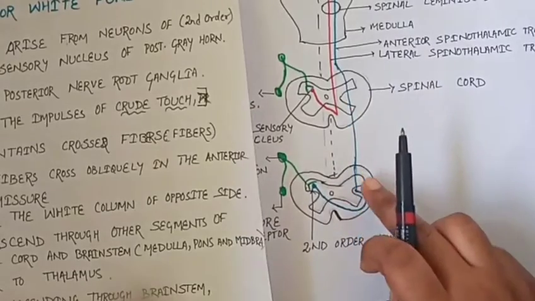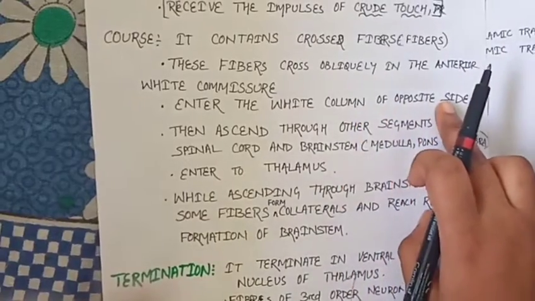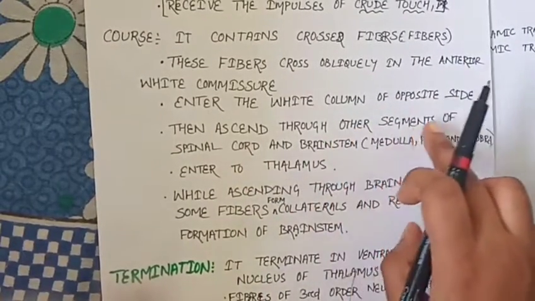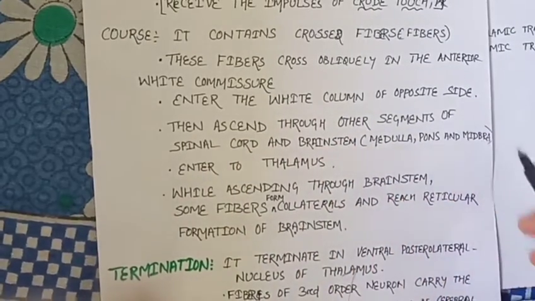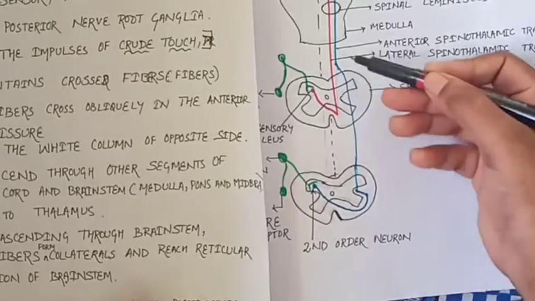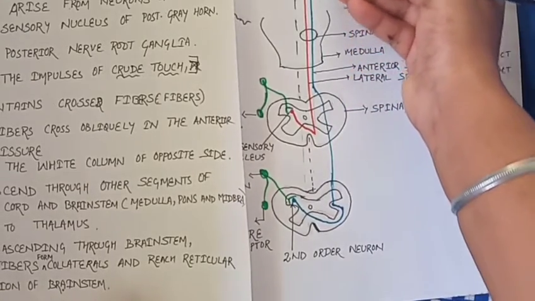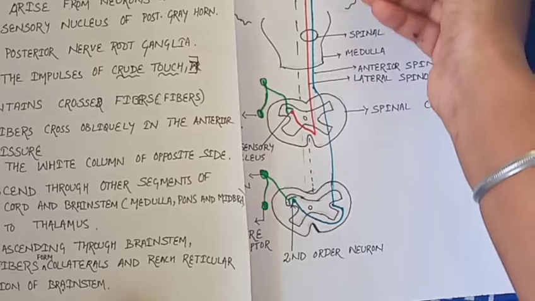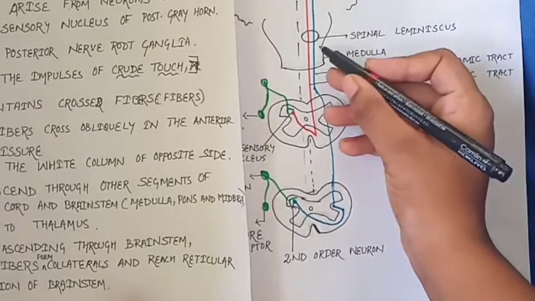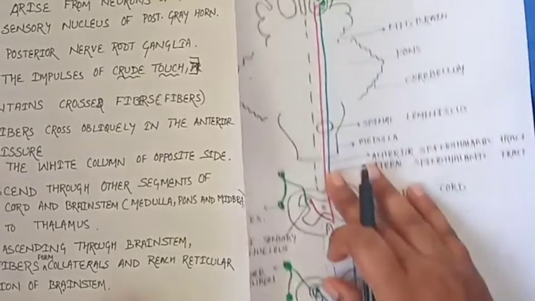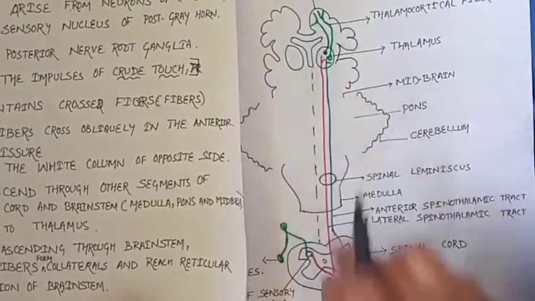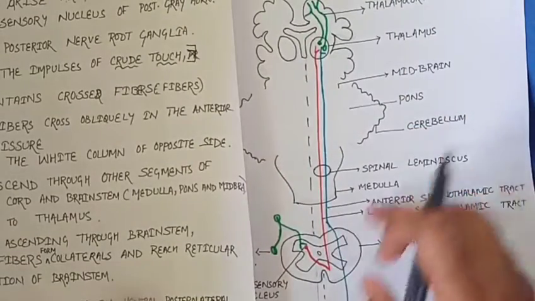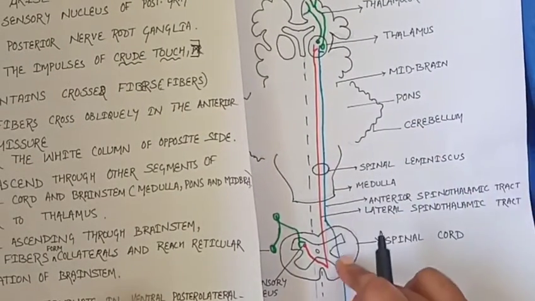So the fiber enters the white column of the opposite side, then ascends through the segments of the spinal cord and the brainstem, such as the medulla, pons and midbrain. Here you see that they ascend through the different segments of the spinal cord and then enter the brain. Here you can see this is the medulla part, this is the pons part, then this is our thalamus part.